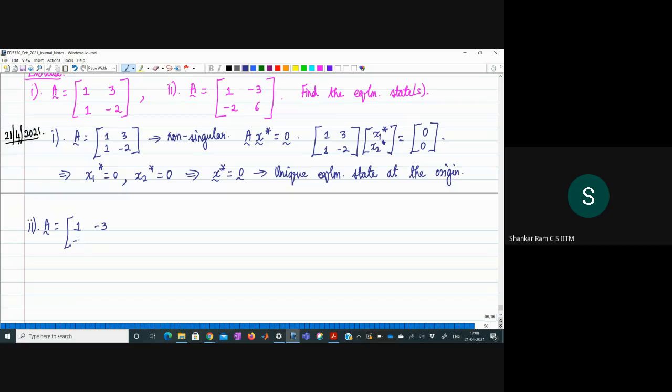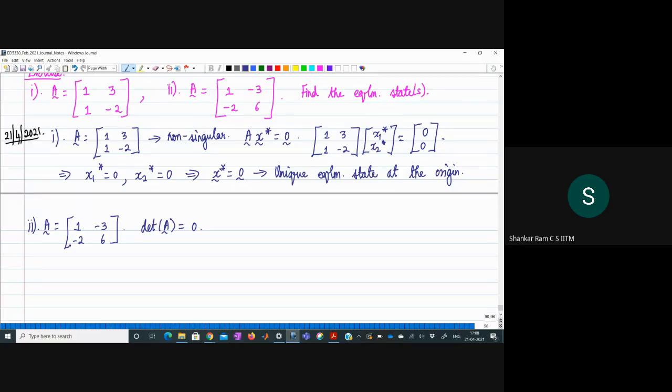the state matrix, once again for a second order system, is this, right? 1, minus 3, minus 2, 6. We can immediately see that this is singular, right? So if you calculate the determinant of the matrix A, it is going to be 0. And we can also see that the two rows are multiples of one another, right? So if you multiply the first row by minus 2, you get the second row. Similarly, if you multiply the first column by minus 3, you get the second column.